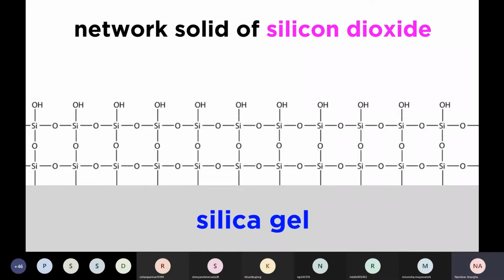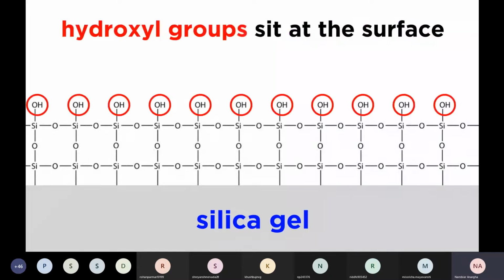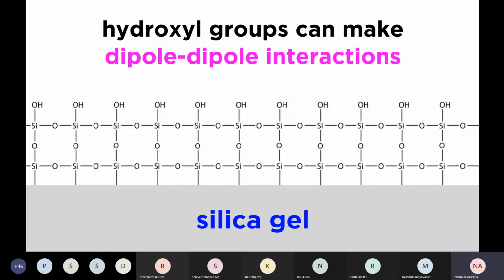It is a network solid of silicon dioxide with alternating silicon and oxygen atoms in every direction. And at the surface of this material, there will sit many hydroxyl groups. These, of course, are polar and can participate in dipole-dipole interactions with other polar substances.